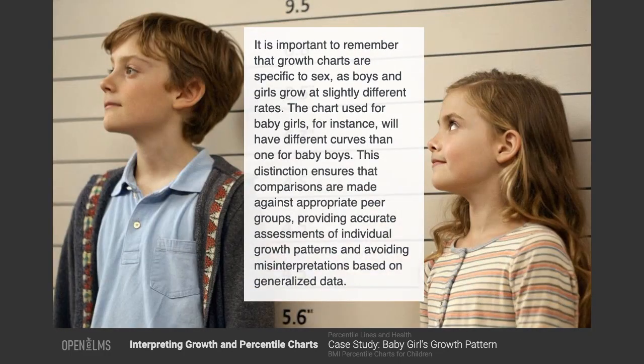It is important to remember that growth charts are specific to sex, as boys and girls grow at slightly different rates. The chart used for baby girls, for instance, will have different curves than one for baby boys. This distinction ensures that comparisons are made against appropriate peer groups, providing accurate assessments of individual growth patterns and avoiding misinterpretations based on generalized data.